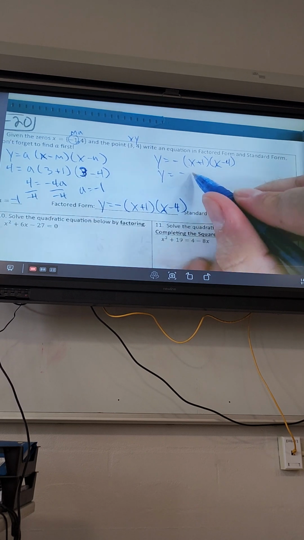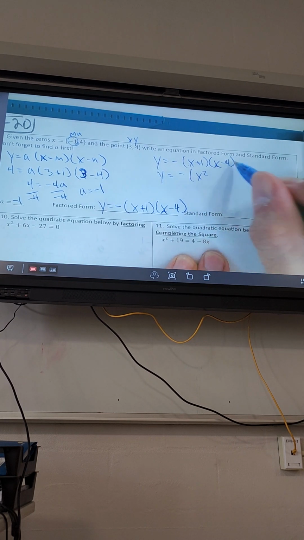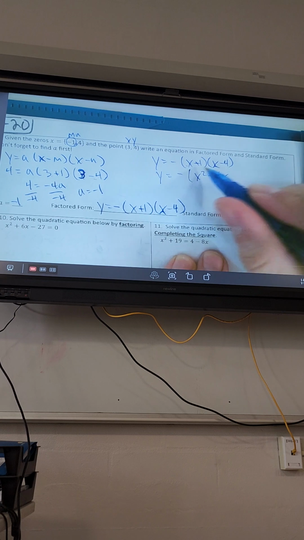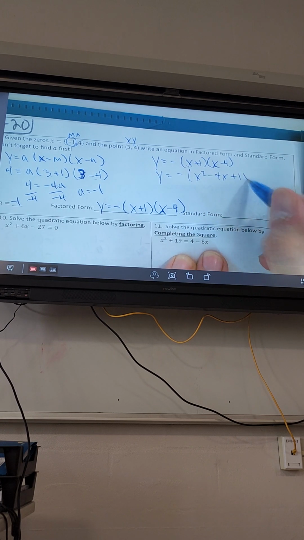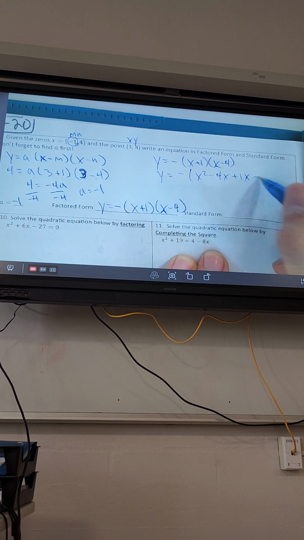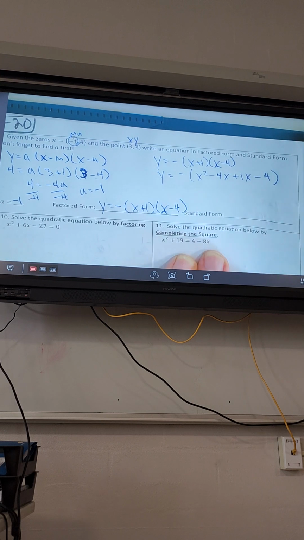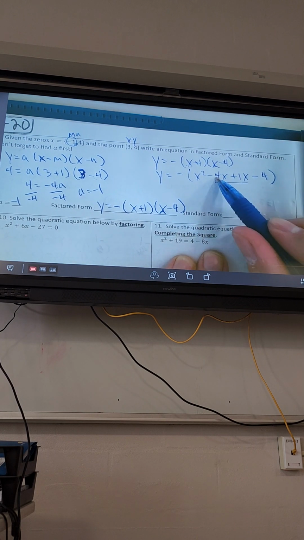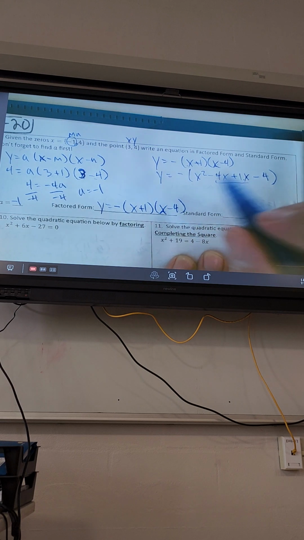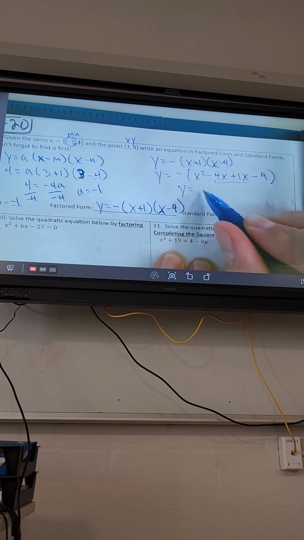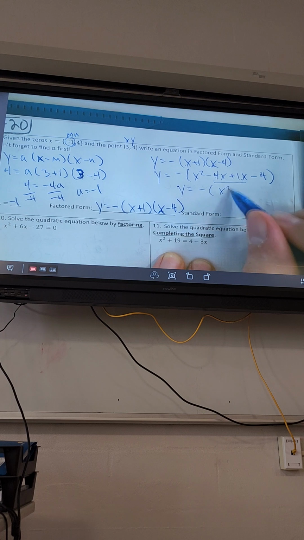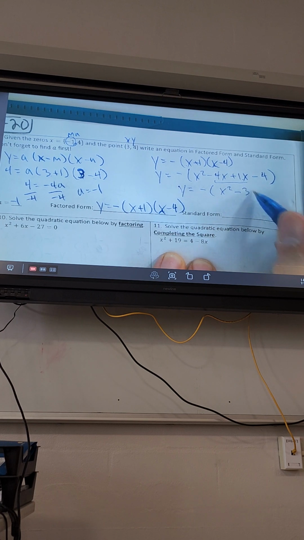x times x will give you x squared. x times negative 4 will give you negative 4x. 1 times x will give you plus 1x. 1 times negative 4 will give you negative 4. Again, combine your two middle terms, just like a normal problem. Negative 4 plus 1 is going to be negative 3. So this is y equals negative sign, x squared, negative 3x, minus 4.